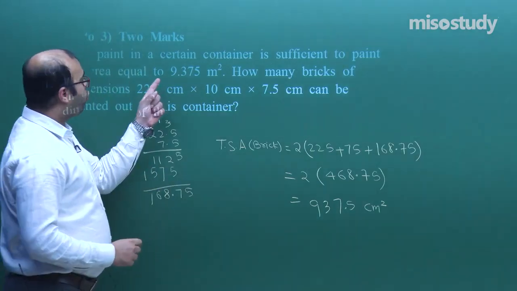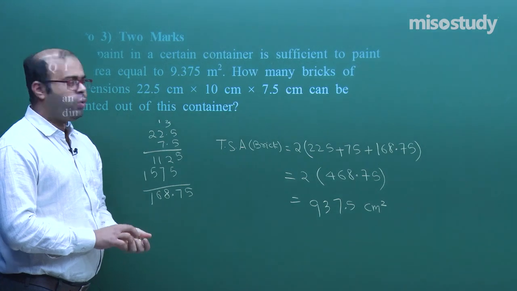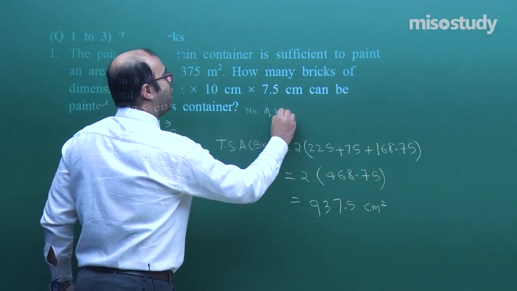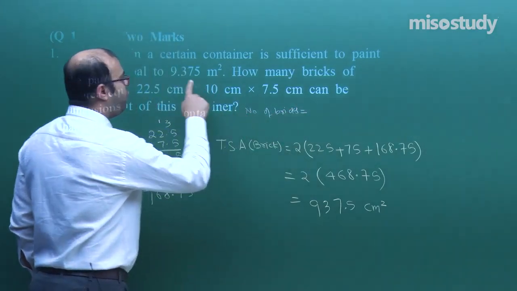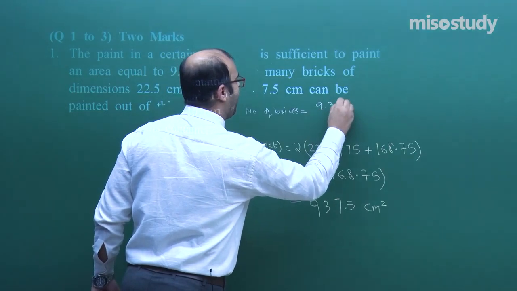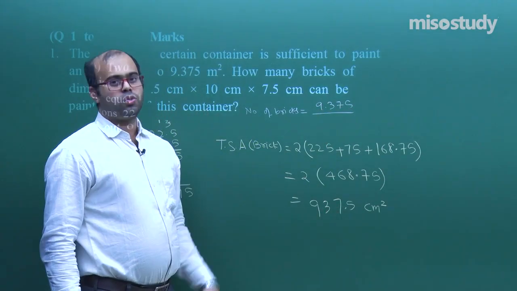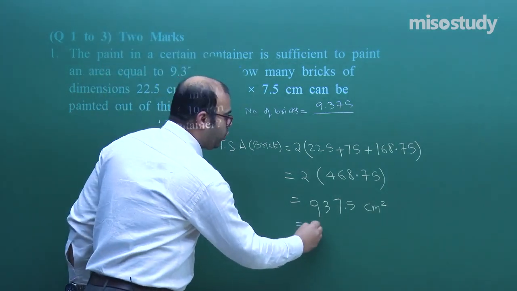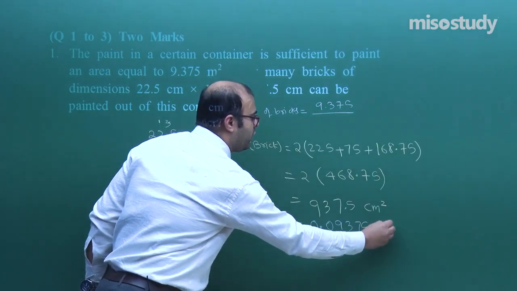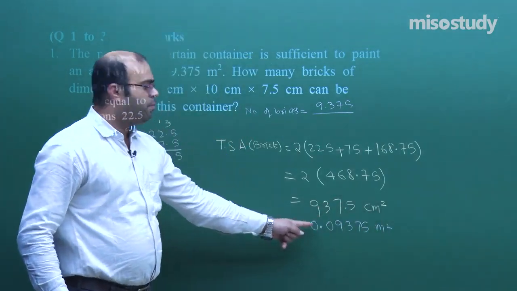Now, you have the total surface area which you can paint, which is 9.375 meter square. So, how many bricks can you paint? The number of bricks that you can paint is the total surface area that we can paint, that is 9.375, divided by the surface area of one brick. This is in centimeter square, we will change it into meter square. So, this will become 0.09375 meter square, students, because this will go 4 decimal places before.